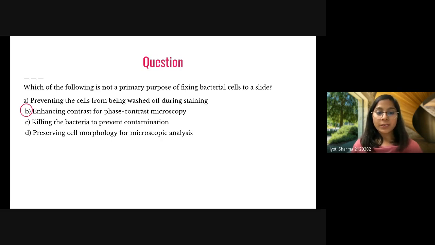We fix cells so that we can avoid the cell being washed off. And we also prevent contamination. For example, if we have a very infectious bacteria, we will try to fix that bacterial cell on the slide so that it is not spread in the laboratory. Then we are trying to preserve cell morphology so that we can go for the microscopic analysis. So these are the primary purposes, but not enhancing contrast for phase contrast microscopy.